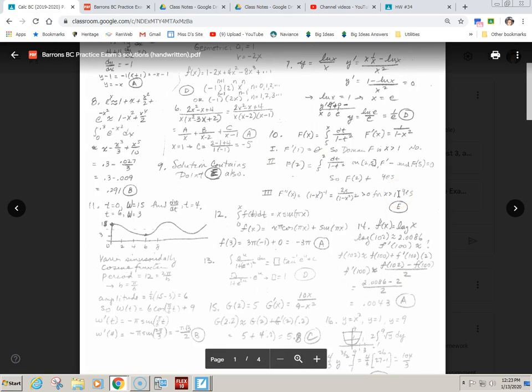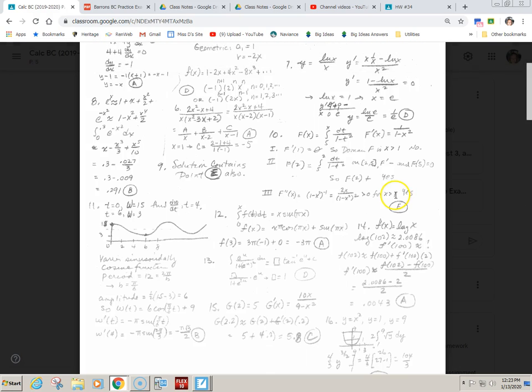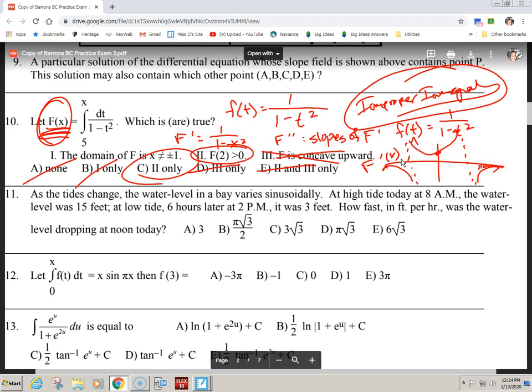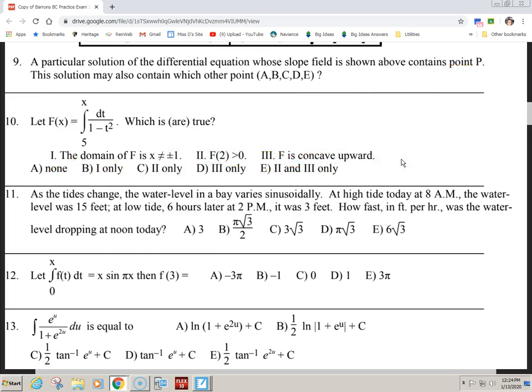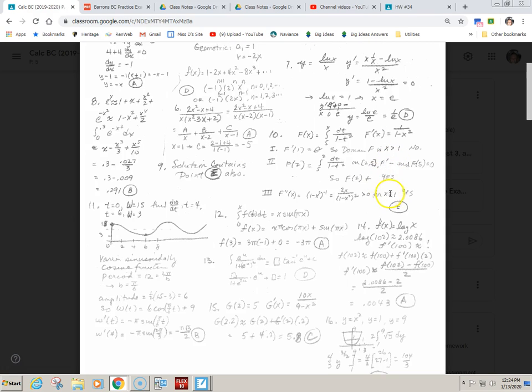Hold on, they're saying x greater than 1. I'm just trying to figure out why they're limiting the domain, because I didn't. But if you limit the domain, yeah, you're fine. It doesn't say F is concave upward everywhere. I assumed it meant everywhere. But I'm just not seeing where the x greater than 1 is being stated anywhere. It's true for x greater than 1, but why x greater than 1?